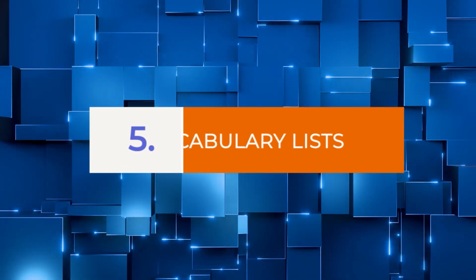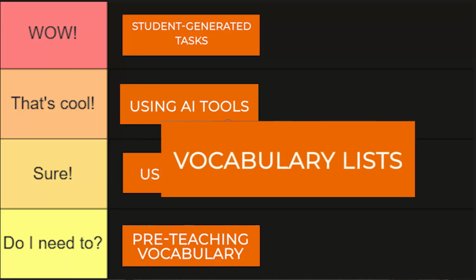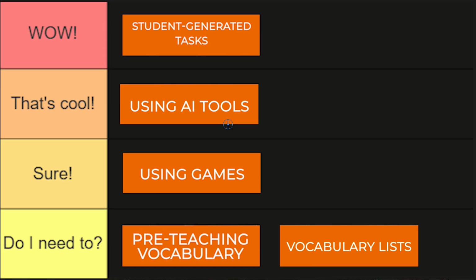Our next item is vocabulary lists. I'm going to put this one in the do I need to tier, and let me tell you why. Although I feel that there is some value in helping your students record what they learn and organize the new words in the notebook somehow, I'm not really sure a long list of isolated words is very helpful.